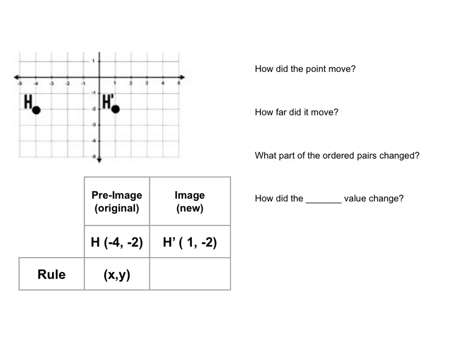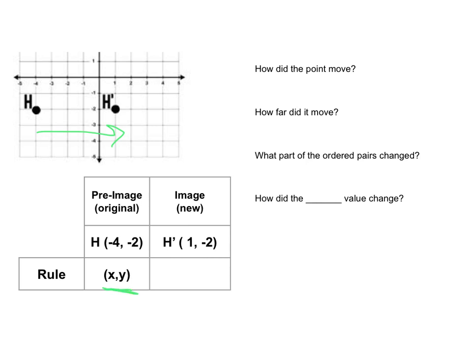We are going to look at how translations happen along the x-axis. The first thing we want to look at is what our ordered pairs are. We have H, which is our pre-image, and then we have H prime, which is our image. So it went from H to H prime. We also have our original rule. Our pre-image rule is X and then Y.